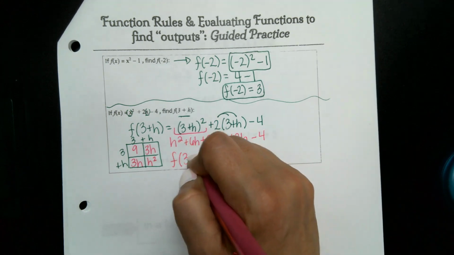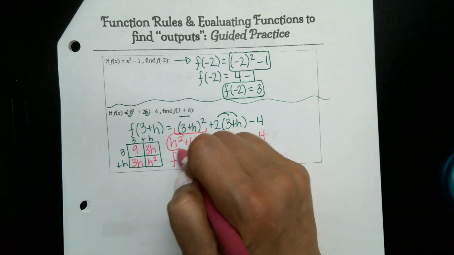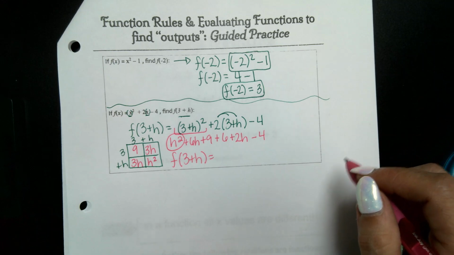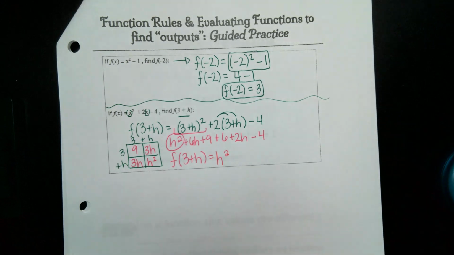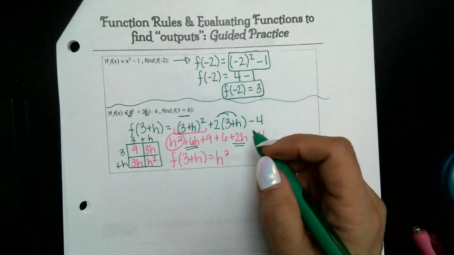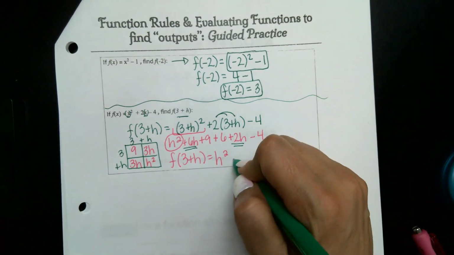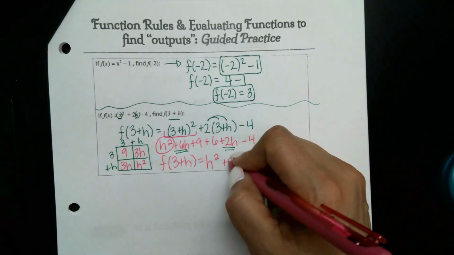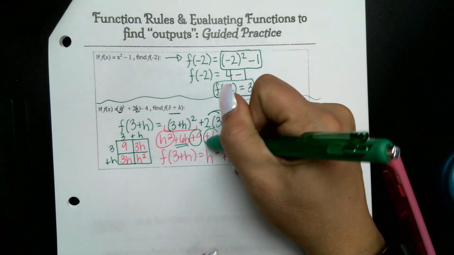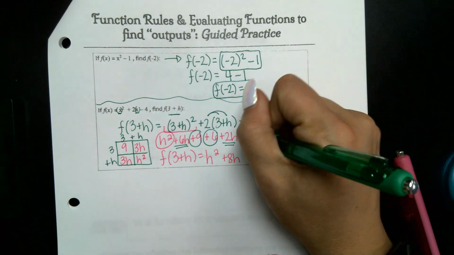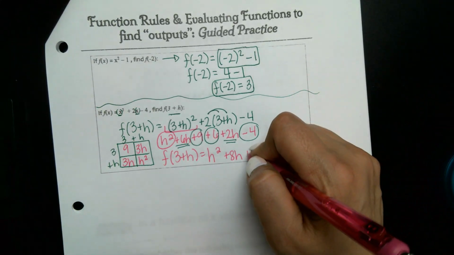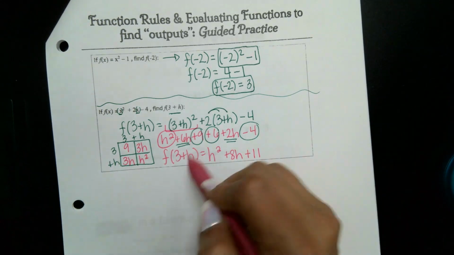So f of 3 plus h equals. Is there anything to pair up with the h squared? No. So I'm going to start with h squared. Now let's put our h terms together. 6h plus 2h is 8h. And then we've got 3 constants. 9 plus 6, which is 15, minus 4. What's 15 minus 4, people? 11. Yep, so there's our final answer.